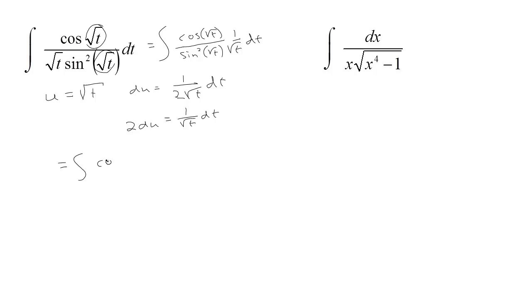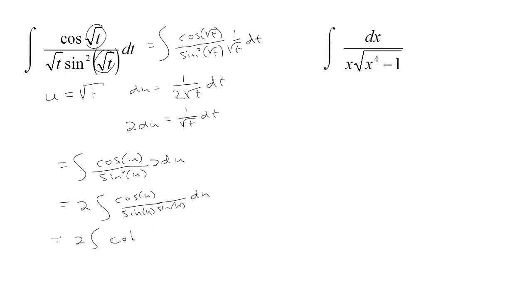Now when I substitute in, I have the cosine of root t, but root t is u, over the sine squared of u, and then the 1 over root t dt is 2 du. If I pull that constant through, I've got the cosine of u over the sine of u times the sine of u, all du, which is 2 times cosine u over sine u is cotangent u, and 1 over sine u is cosecant u. And now I recognize what the antiderivative is.